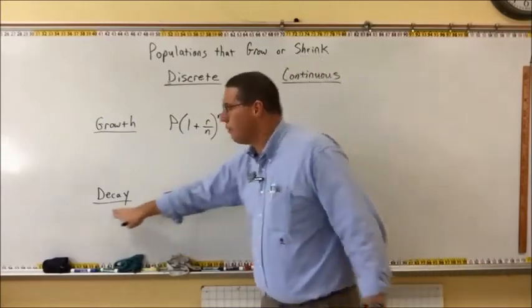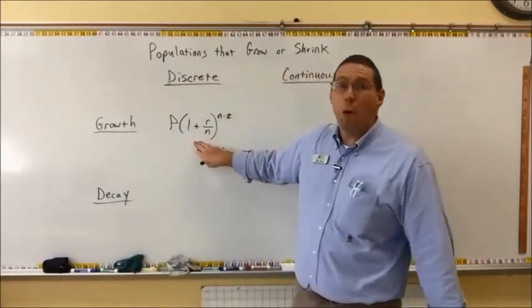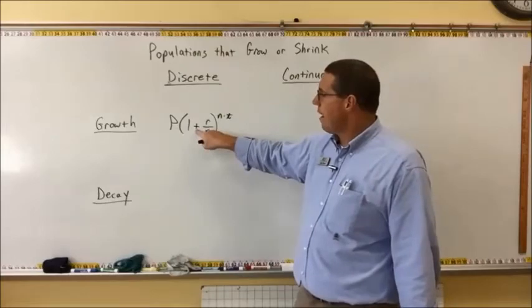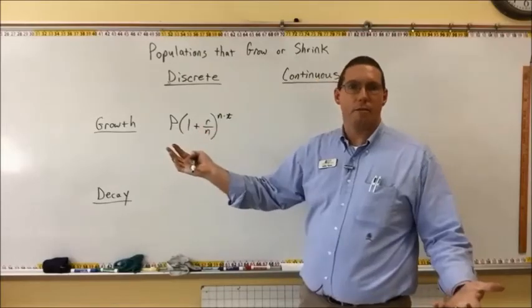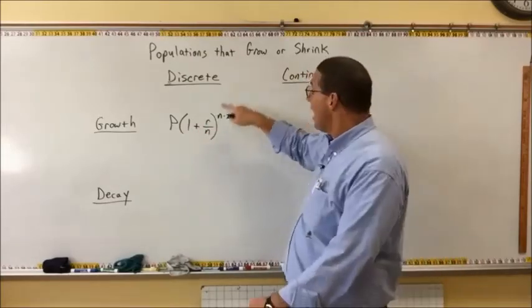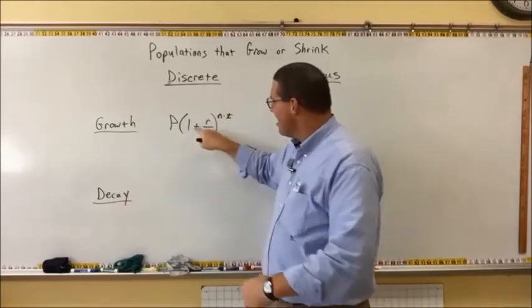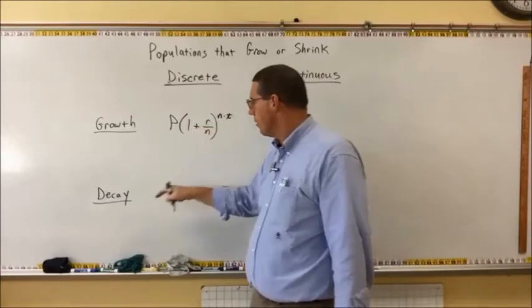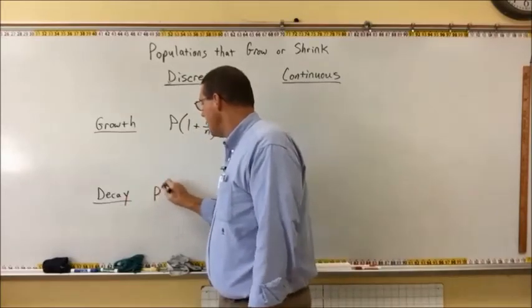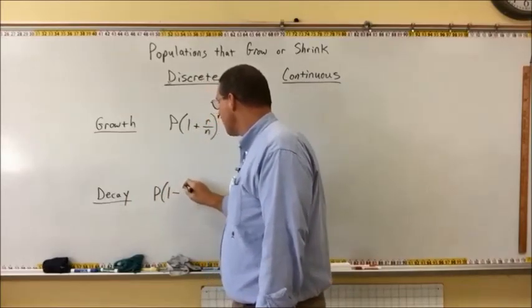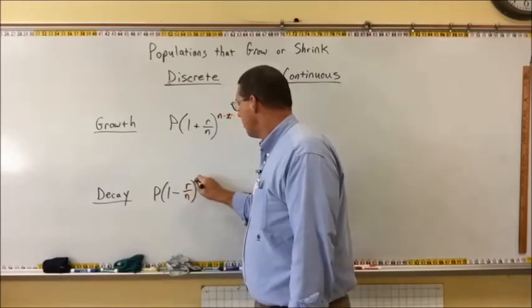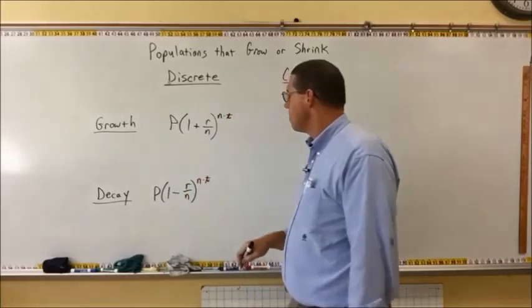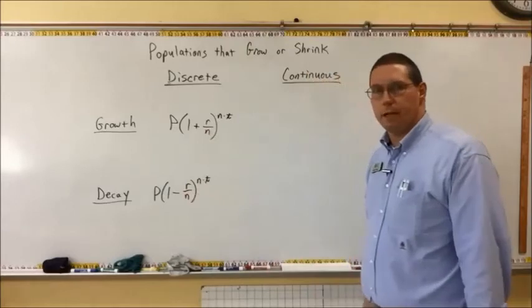The discrete decay formula is the same formula, only instead of having a plus here, it's a minus. That's because decay has a negative r. r is negative instead, but we put the minus right here. So the decay formula is A equals P times (1 minus r over n) to the power of n times t. So there's the discrete decay formula.